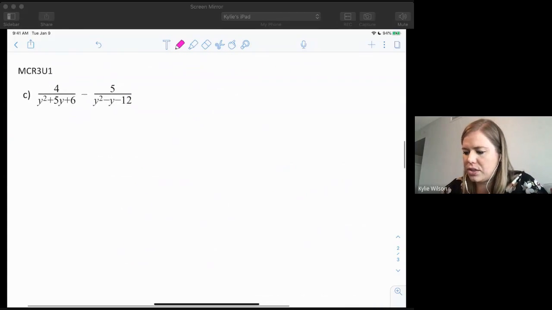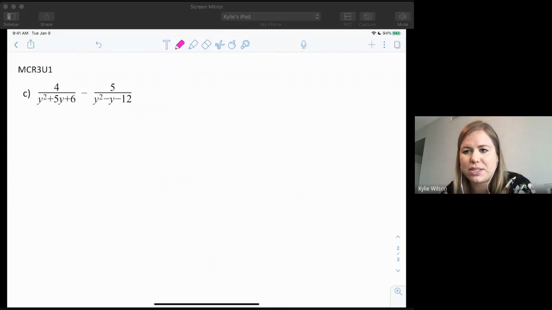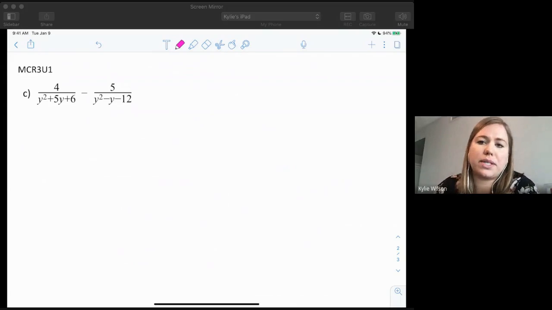Okay, so let's do our last one, which is a little bit more intense. So we have 4 over y squared plus 5y plus 6 minus 5 all over y squared minus y minus 12. So the first thing we always do is we look to see if there are any restrictions right away. Because this isn't factored yet, the restrictions are very difficult to find. So what we'll do is let's factor first.